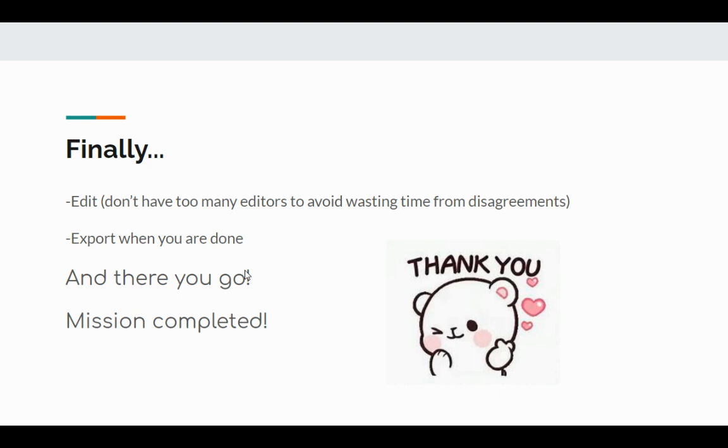And finally, edit. Don't have too many editors to avoid wasting your time on disagreements, because different editors are familiar with different software, and also if two different editors have different styles and you cannot collaborate together, you see two parts of the video are slightly different in style, and it is going to be very obvious to the audience.